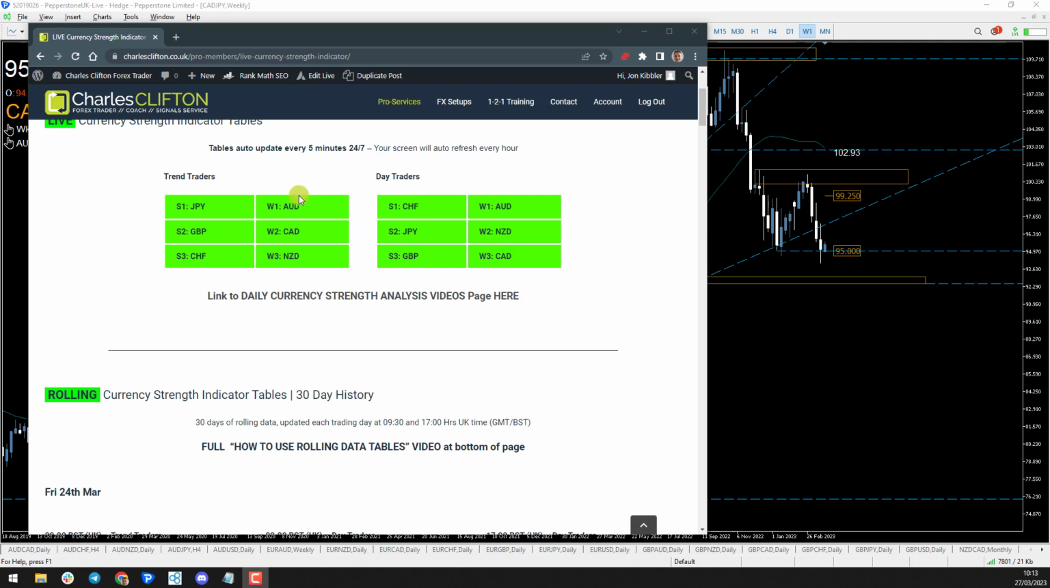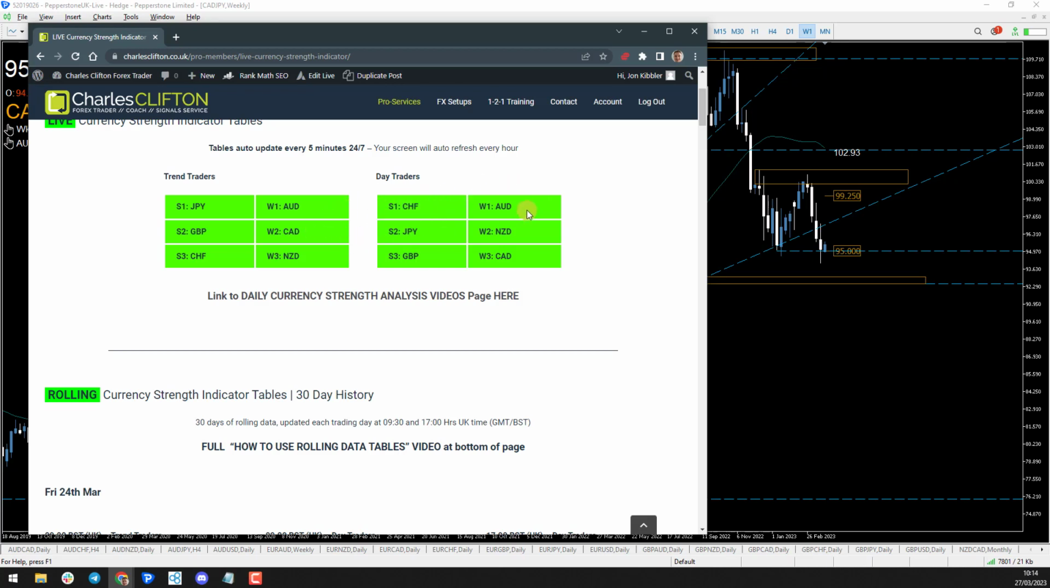So you can see from the trend traders table, Aussie yen remains the top currency pair to be taking a look at there, with the yen being the strongest currency and Aussie being the weakest currency. The Aussie being the weakest currency is also reflected on the day traders. The yen, however, is not the strongest on the day traders, it is the second strongest. That's followed by the pound as the second strongest on the trend traders, but only the third on the day traders. Swiss franc is the third on the trend traders, but tops the day traders, meaning that there's some momentum here with the Swiss franc.